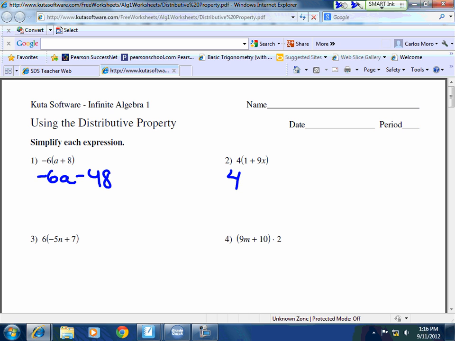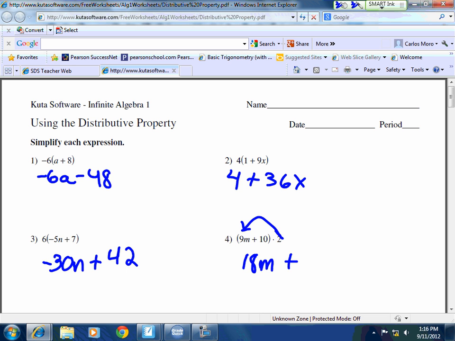4 plus 36x. That's exactly right. You distributed the 4. Next. Number 3. No. 6 times negative 5 is negative 30n. Correct, sir? Plus 42. Absolutely awesome. Next. 18m plus 20. Yes. That makes sense, boys.